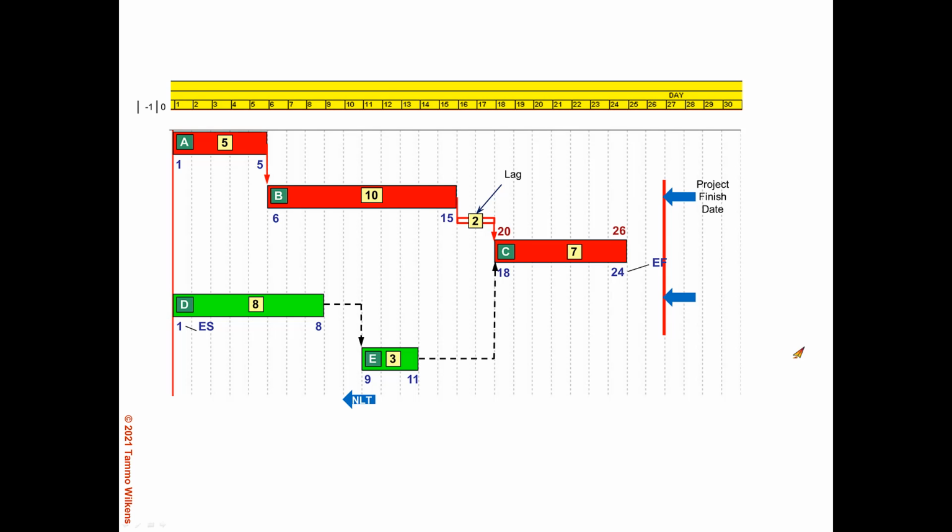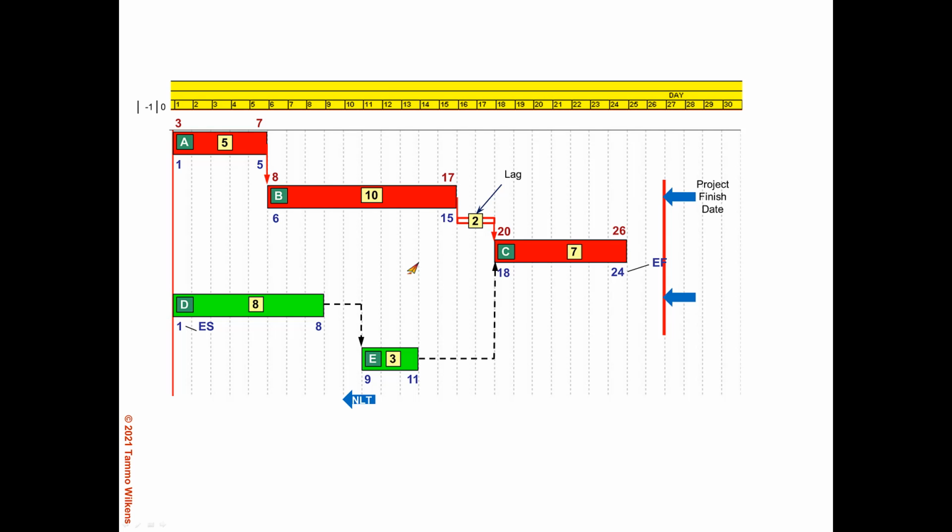And then using the formula 26 minus duration 7 plus 1 gives us 20 as a late start date for activity C. Then accounting for the 2-day lag, activity B needs to finish by day 17 and start by day 8. And then A needs to finish no later than day 7 and start by day 3.